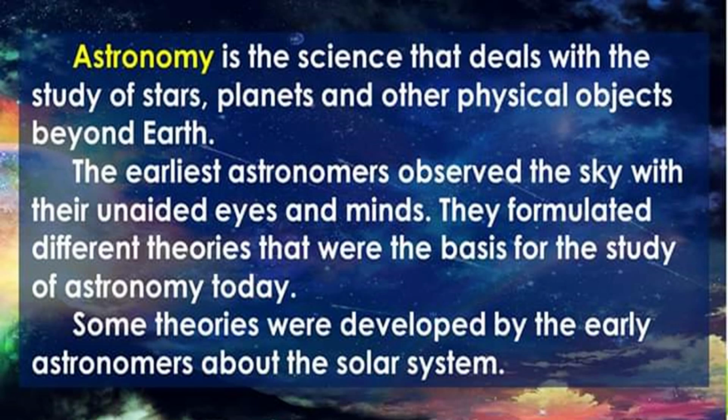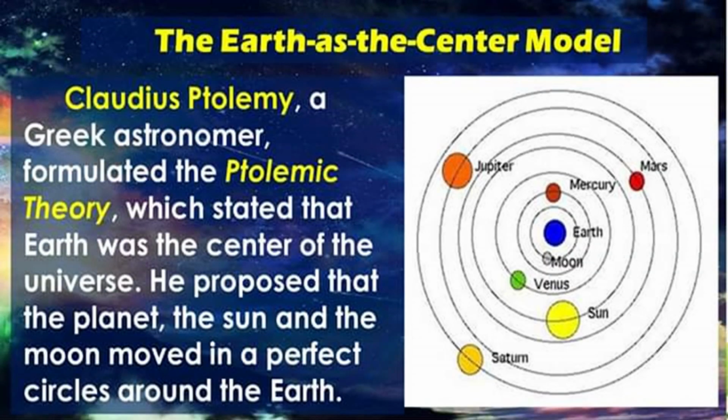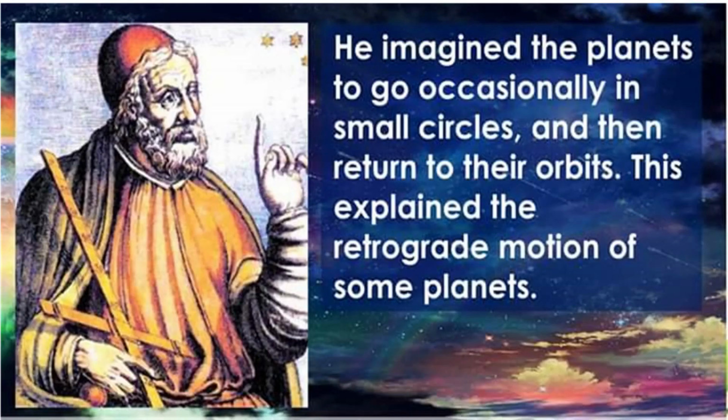Some theories were developed by the early astronomers about the solar system. The Earth as the center model. Claudius Ptolemy, a Greek astronomer, formulated the Ptolemaic theory, which stated that the Earth was the center of the universe. He proposed that the planets, the Sun, and the Moon move in perfect circles around the Earth. He imagined the planets to go occasionally in small circles and then return to their orbits. This explained the retrograde motion of some planets.